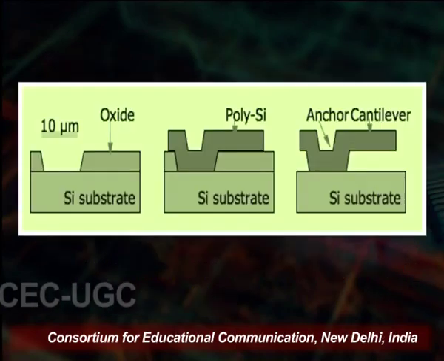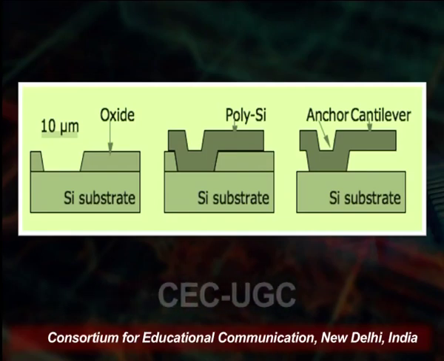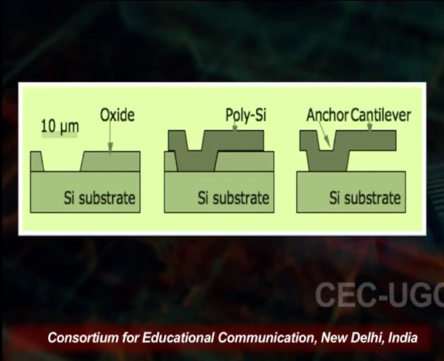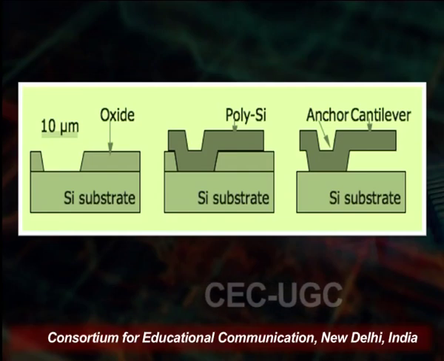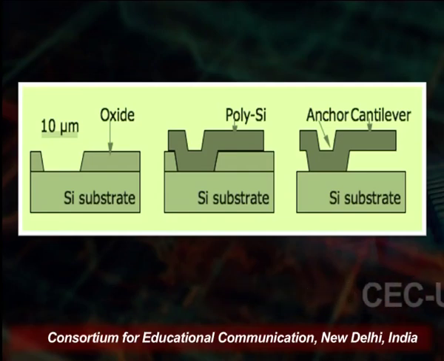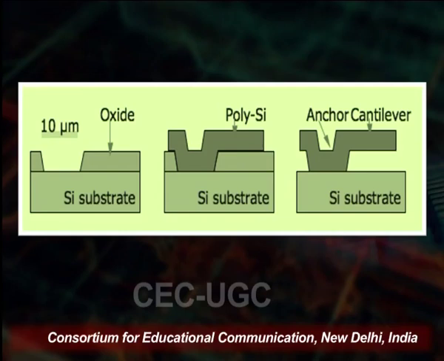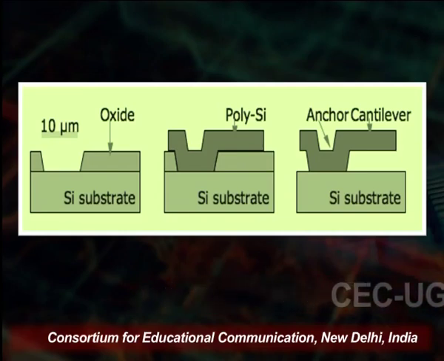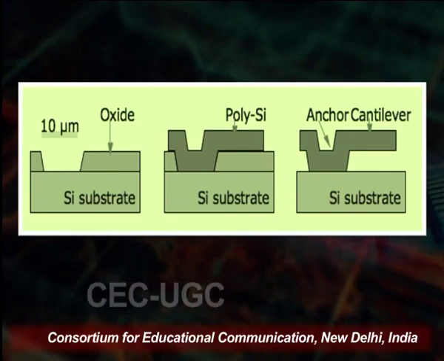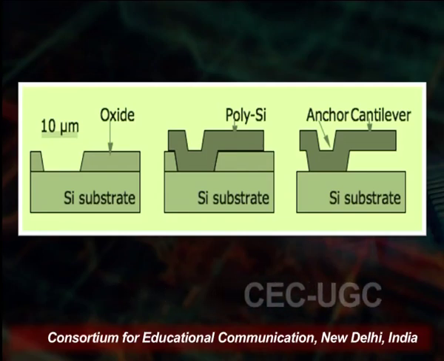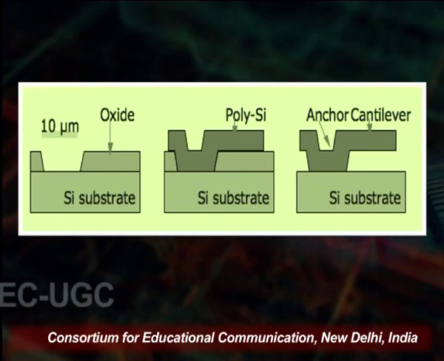You can see on the screen that the first step is the silicon substrate, the silicon wafer. After that, a 10 micrometer oxide layer is deposited. Now you see in the other diagram that polysilicon is deposited on this silicon dioxide layer. After that, the etching has been done, and the last part, the anchor cantilever, remains on the silicon substrate. So, this is the process of surface micromachining, and now this can be used for further electronic devices.